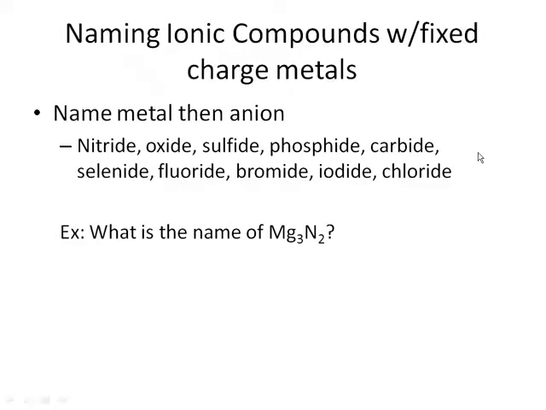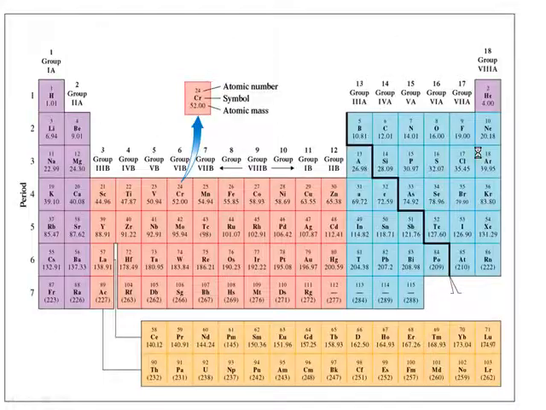Sometimes we want to actually be able to name these things. So we're going to sort naming according to a couple of different characteristics. And the first one we're going to do is whether or not the metal has a fixed charge. So your fixed charge metals, if you go back to your periodic table here, are going to be all of your alkali metals, all of your alkaline earth metals, and then silver. And aluminum, actually. Those are your fixed charge metals.